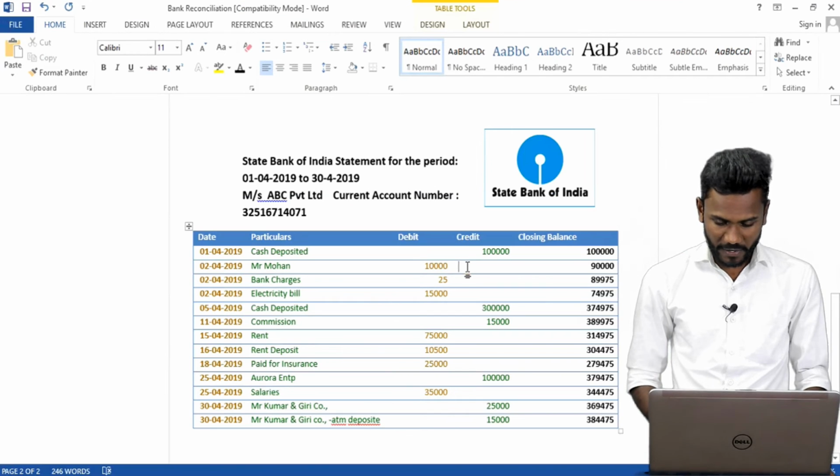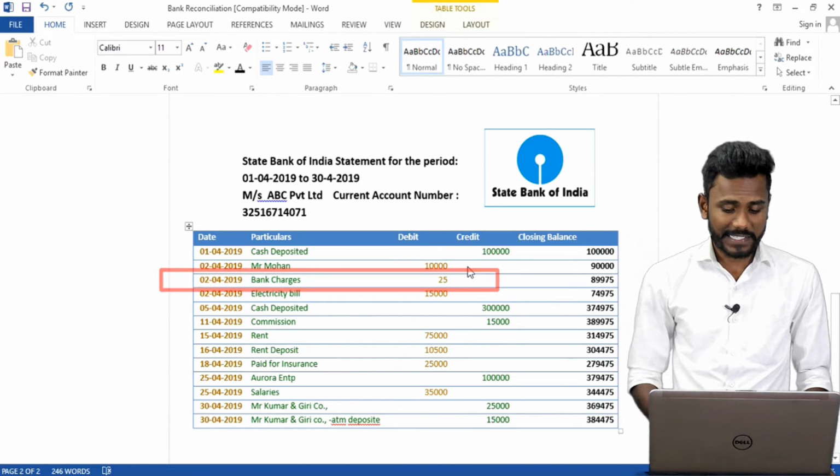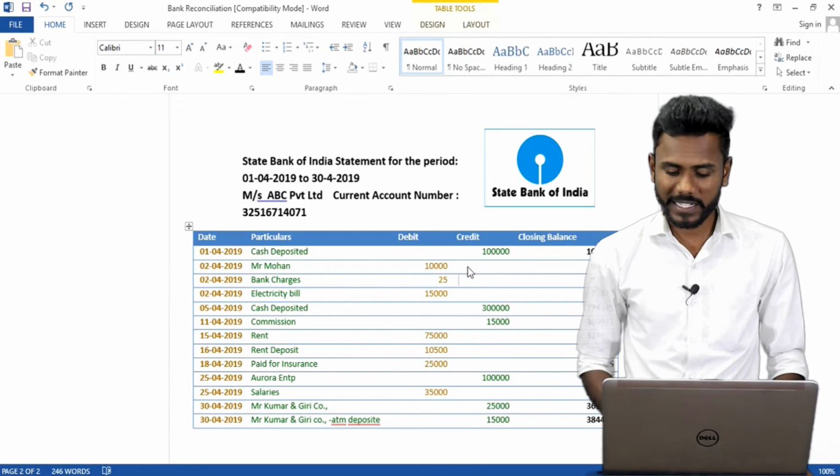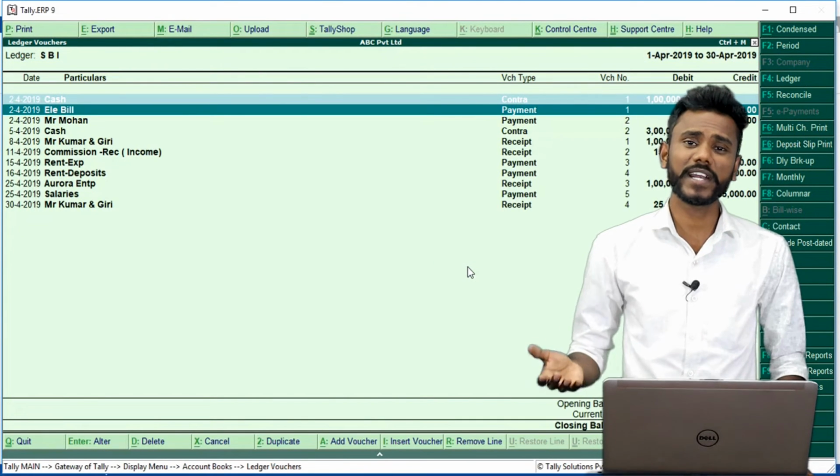And the next one is that on 2nd April, bank charges were debited from my account, but it is not recorded in my books because I don't know when the banker is going to deduct the bank charges, right?